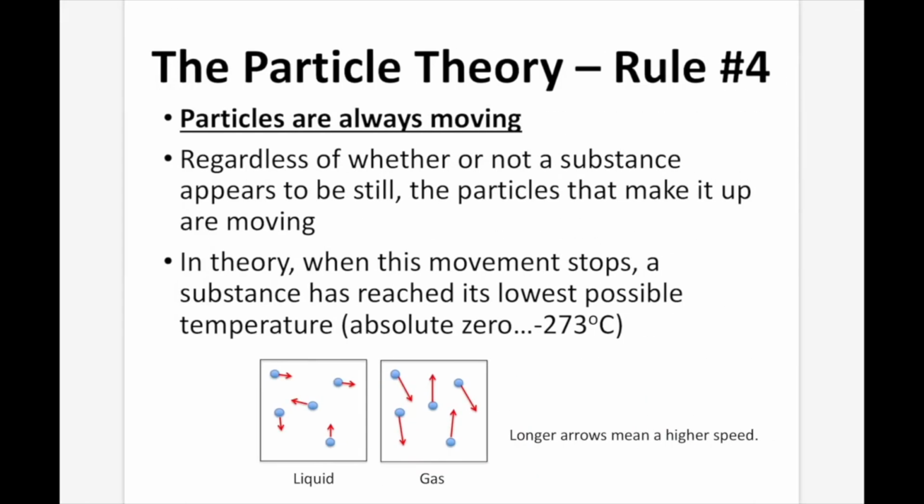Particle theory number 4. Particles are always moving. Regardless of whether or not a substance appears to be still, the particles that make it up are moving. In theory, when this movement stops, a substance has reached its lowest possible temperature. This is called absolute zero, and it's negative 273 degrees Celsius or 0 degrees Kelvin. However, we've never been able to reach absolute zero, as particles are always moving. Now, the higher their temperature, the faster they're moving. So liquids are moving slower than gases, and that's represented in this picture by the longer arrows.